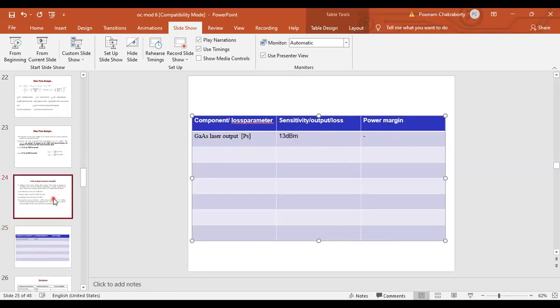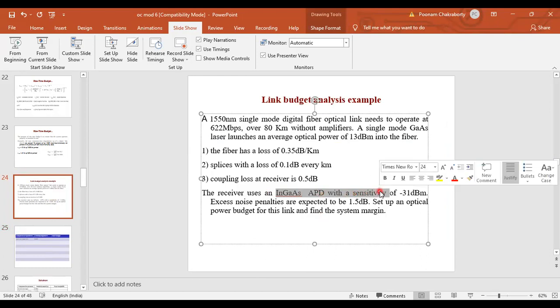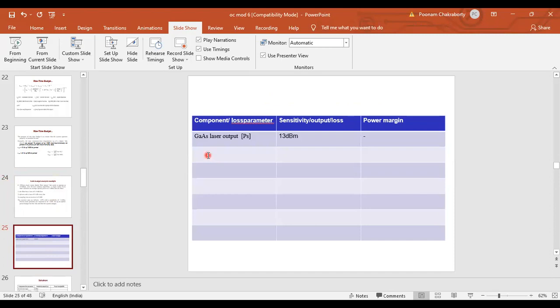Then what entry I will do is this, because first I need to calculate PT. So then I have the receiver sensitivity. So the second input parameter I am considering is the indium gallium arsenide APD sensitivity, which I call the PR.